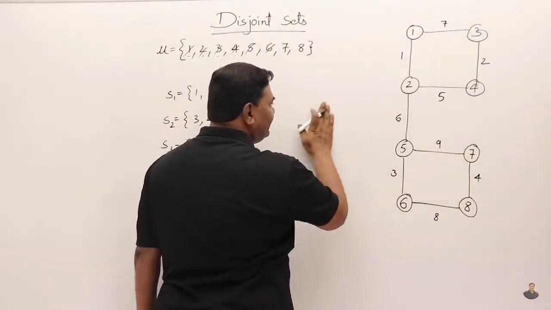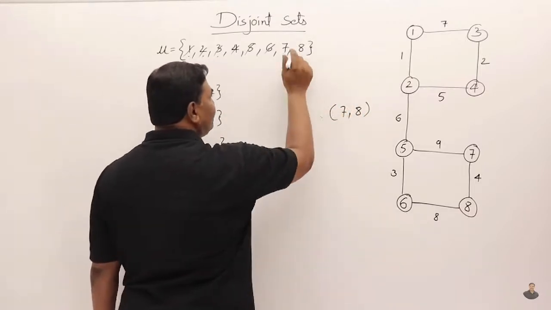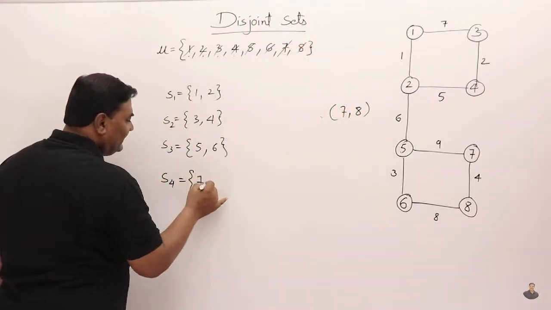The fourth edge is 7, 8. So take 7 and 8, and find 7. It is here. Find 8. It is here. They are in the universal set. Form a set for them, that is 7 and 8.